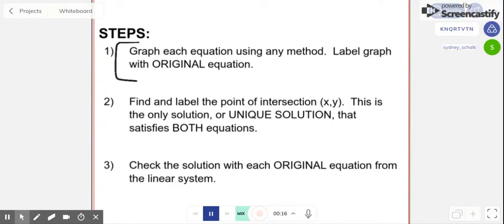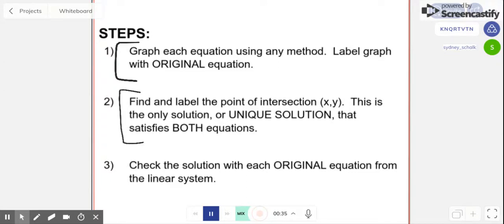That means we could use slope-intercept form and graph our y-intercept and move according to our slope. Or we could graph from standard form and use that cover-up method where we plug in 0 for x and solve for y, or plug in 0 for y and solve for x, and then graph your intercepts.